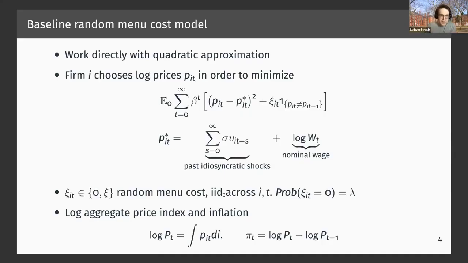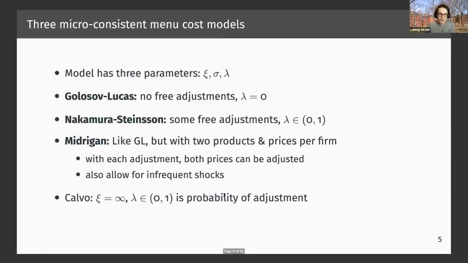Now, before I go there, let me spend one slide to tell you what kind of models are nested here, or almost nested. A Golosov-Lucas model, for example, is nested here because it is a special case of this model where there are no free adjustments. So whenever you want to adjust, you have to pay a menu cost. The Nakamura-Steinsson CalvoPlus model corresponds to having some share of free adjustments, lambda, that's somewhere between 0 and 1.